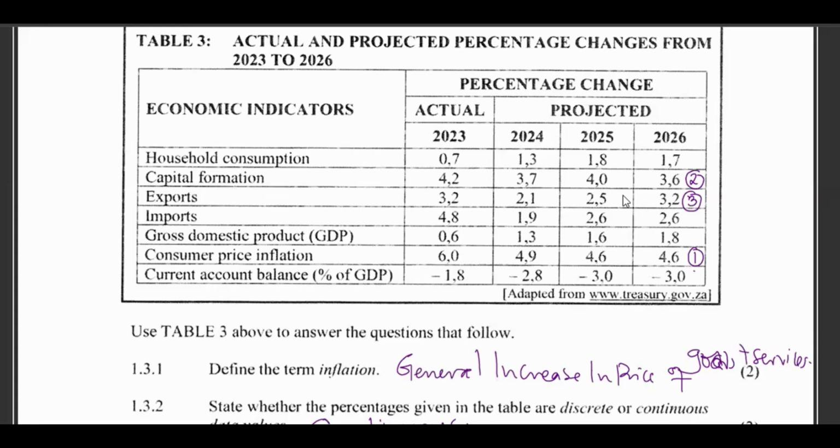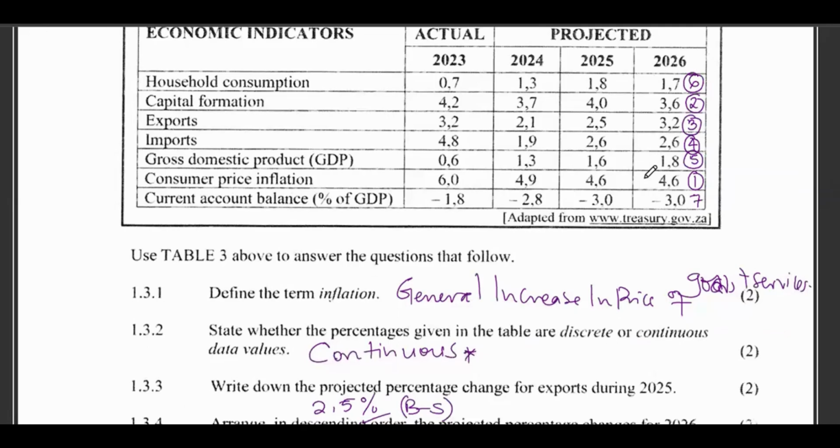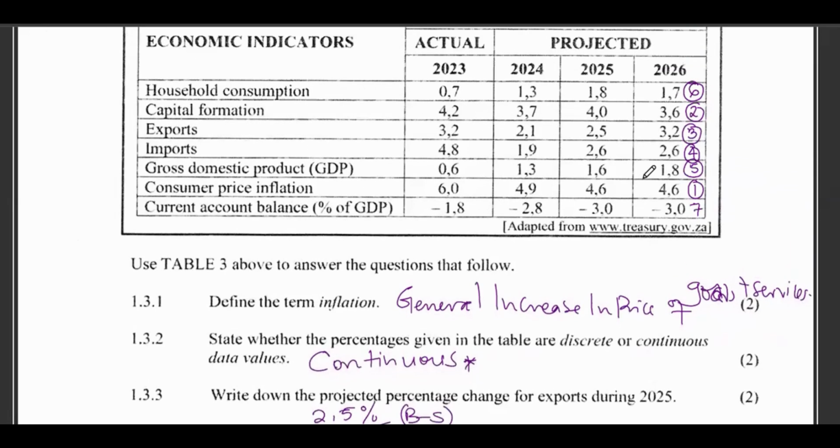So we are followed by 2.6, 1.8. Finally, we have 1.7. And the final answer becomes negative 3.0. So descending order we are showing. Having done that, we write them down.